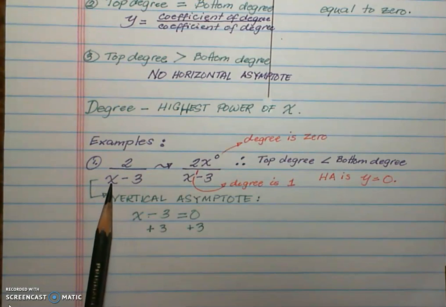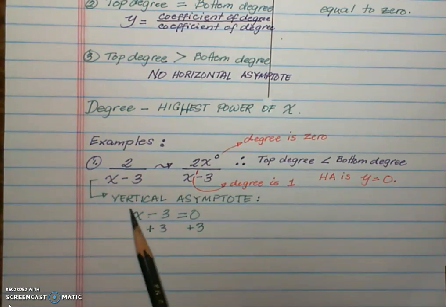Setting the denominator to 0, this is the work in order for you to get the vertical asymptote. So x minus 3 equals 0. Add 3 on both sides in order to isolate the x. So this cancels out and your x is equal to 3.